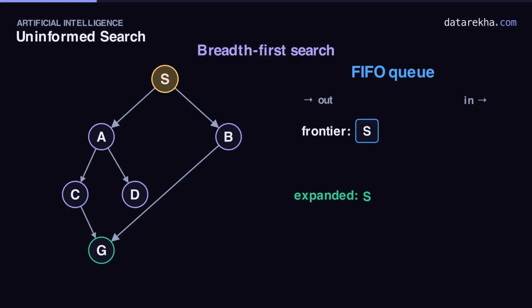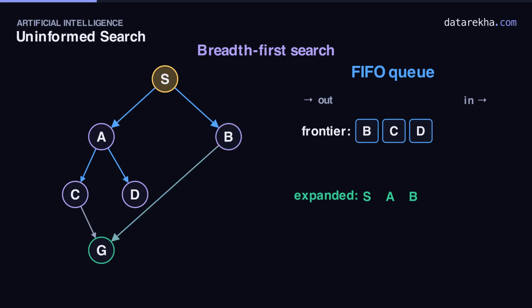We seed the frontier with the start, S. Take S off the front and expand it. Its neighbors A and B join the back of the queue. That's level 1, both waiting. First in, first out. So A comes off before B. Expand A. Its children C and D go to the back, behind B. The queue is now B, then C, then D. Notice, B still waits its turn, even though A's children arrived later.